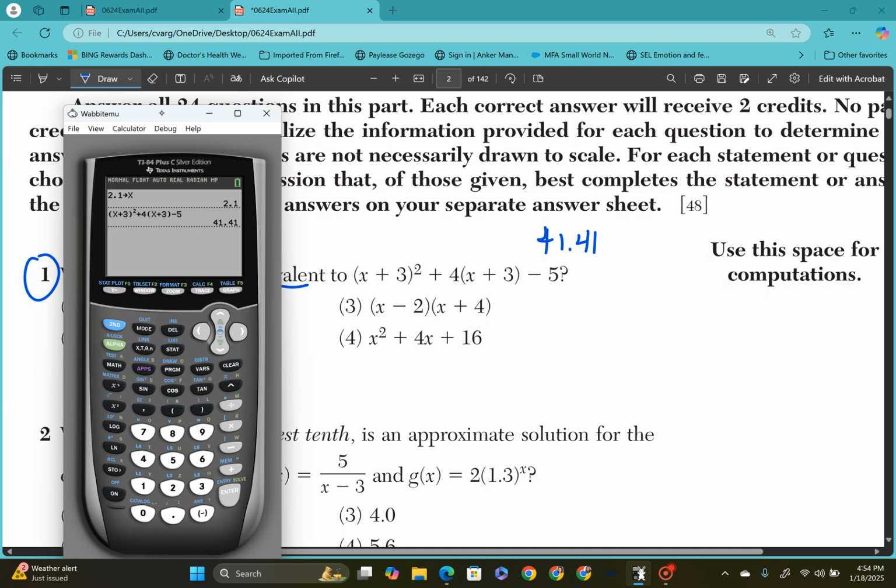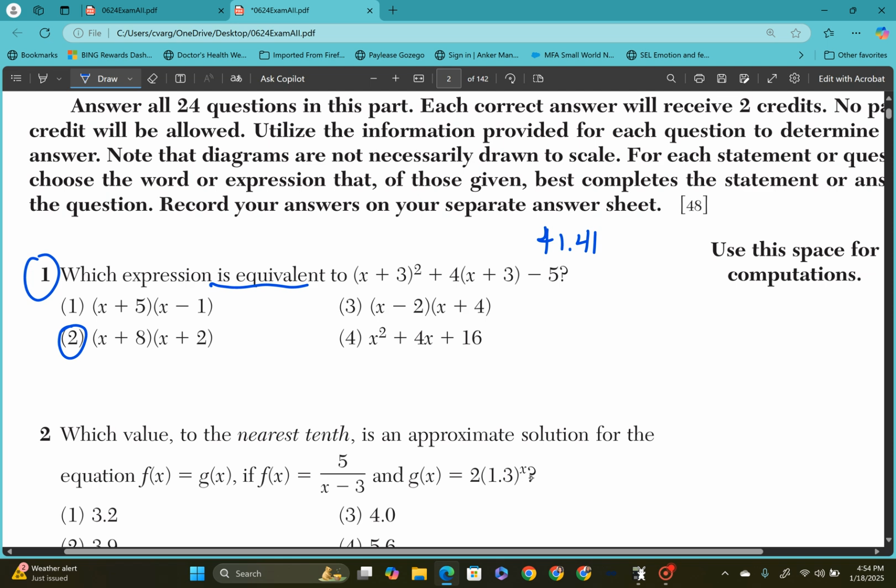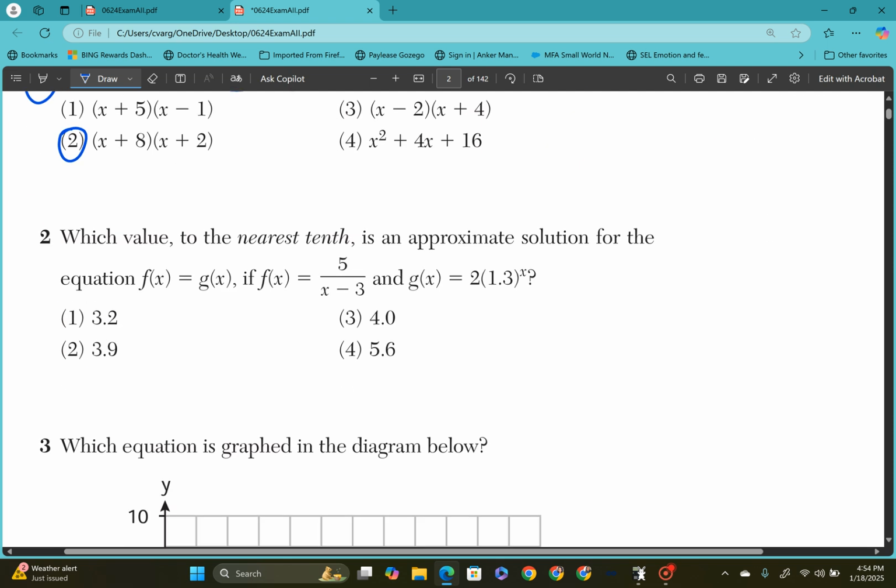And you're going to plug in each of the answer choices to see which one gives you that same answer. So if you plug in the first and the second one, the third and the fourth, you'll see that the only one that matches is the second one, and I'm just going to prove that to you. X plus 8, close parentheses, X plus 2, and I get the same answer, 41.41. Nothing else will give me that same answer if I store in the number 2.1 for X, okay? Question number 2, you should also be able to do this.